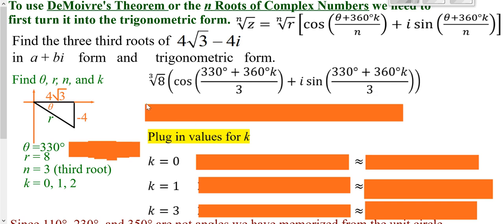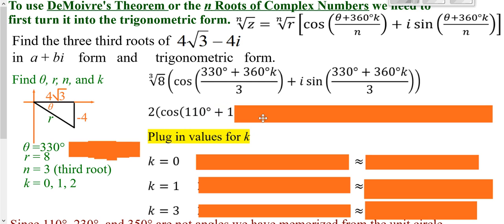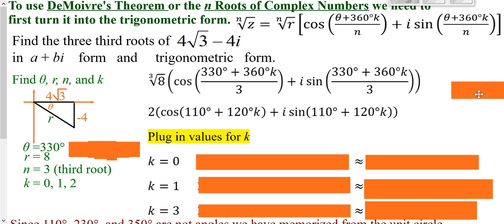Then I would do some simplifying. The third root of 8, you know, is 2. Cosine, well, I could divide both of these by 3, and I get 110 degrees plus 120 degrees k. And then once again, whatever's after your cosine has to match whatever's after your sine. Now that it's simplified like this, I would start plugging in the values of k.